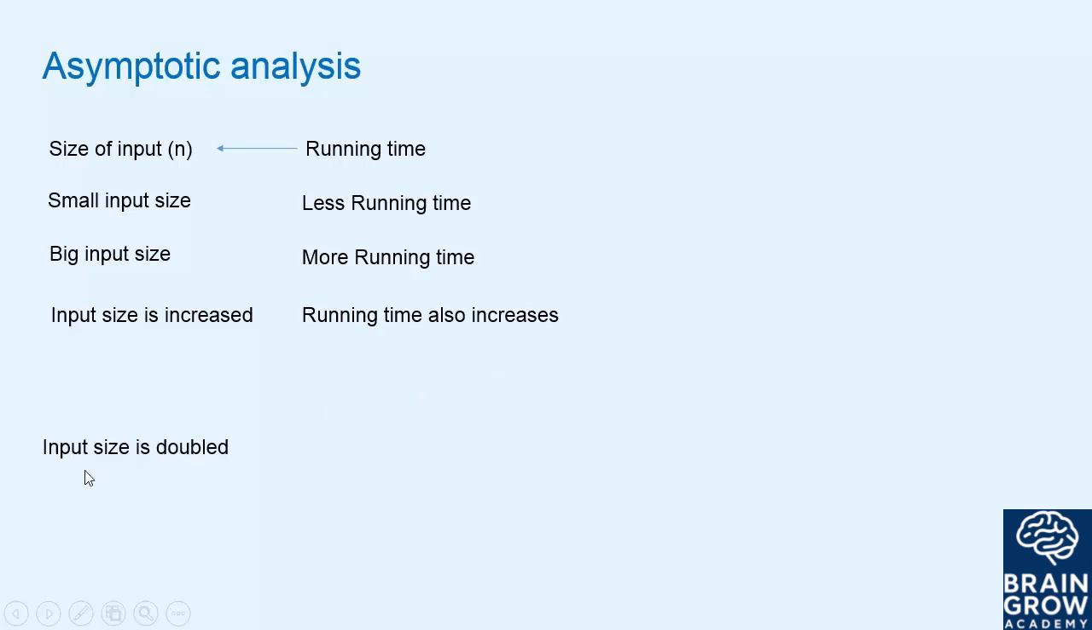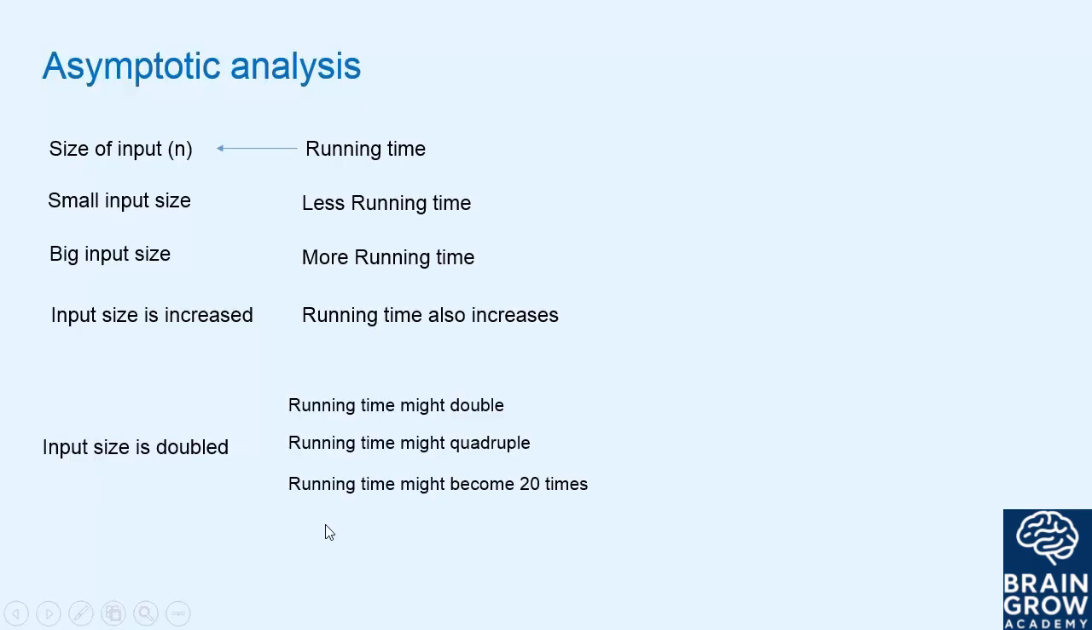Now suppose the input size of an algorithm doubles. Obviously the running time will also increase. The running time might double or it might quadruple or it can become 20 times or 100 times more. It depends on the algorithm. It is this behavior of an algorithm that is studied in asymptotic analysis.